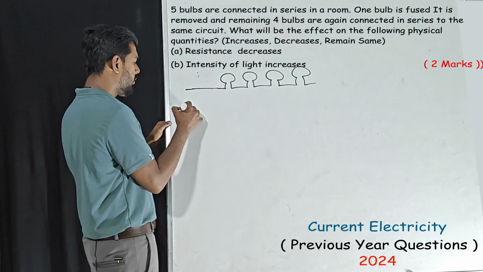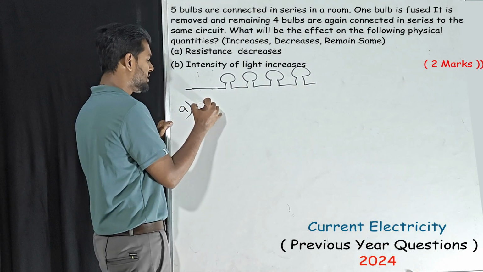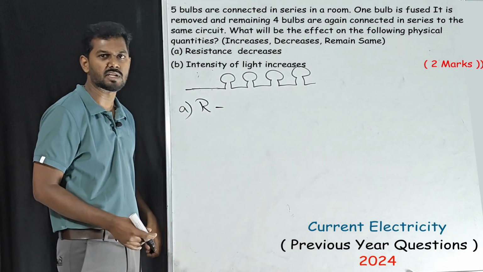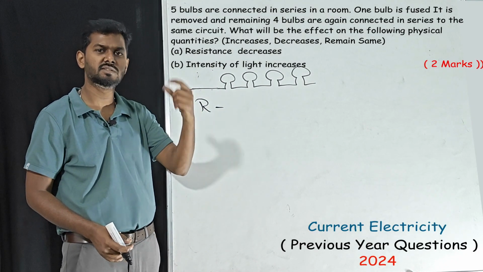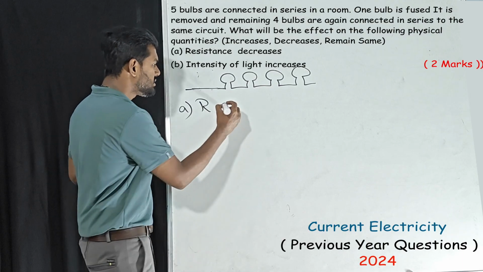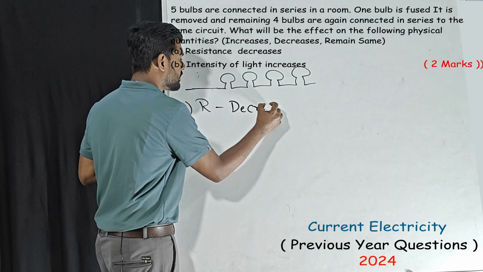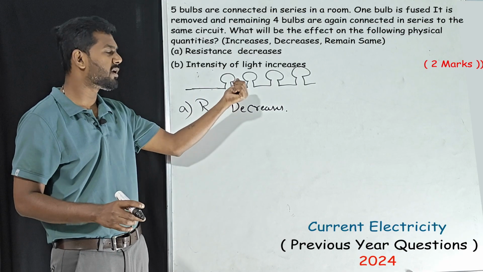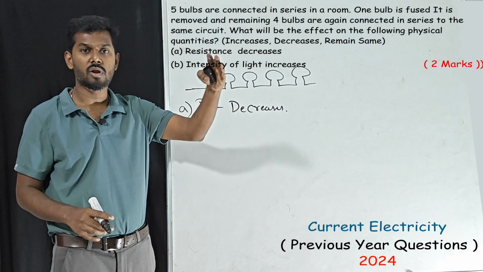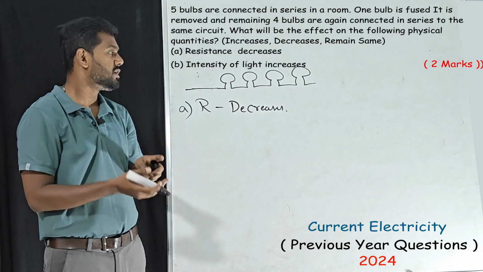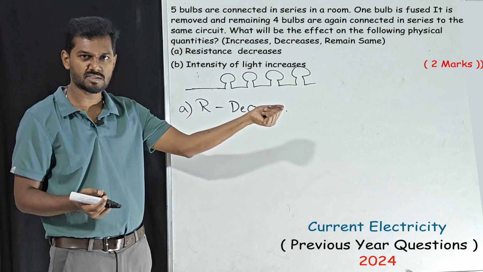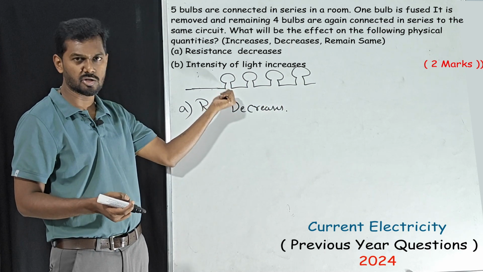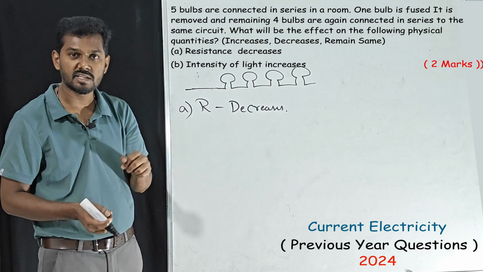What is the first physical quantity? That is resistance. What happens to resistance? Do you think resistance increases, decreases or remains the same? The actual answer is it decreases. Why? Because very simple, the more bulbs in series, the more the resistance. These bulbs will have some resistance, correct? So this is considered as load. Load will have some resistance.